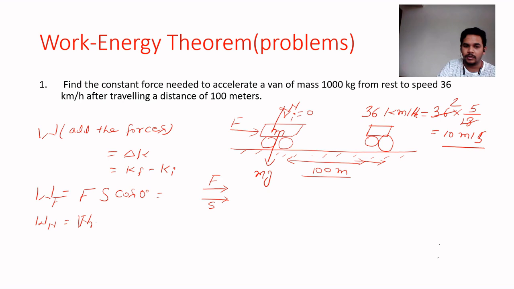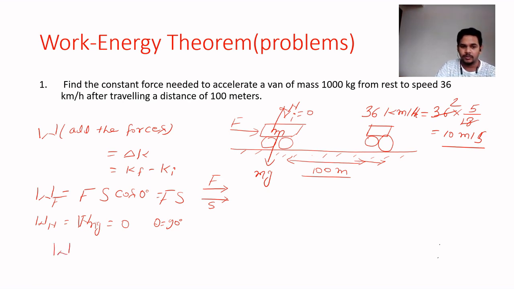If I take work done by mg, both will become 0. Why? Because theta in this case is 90 degree. So work done is only done by this external force, and that will be F into S. So let's start the work energy theorem.